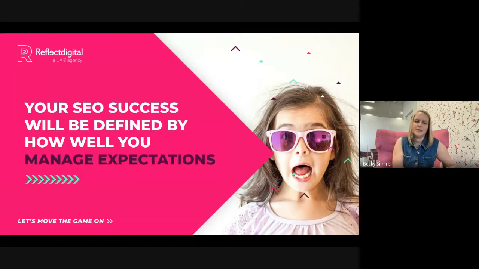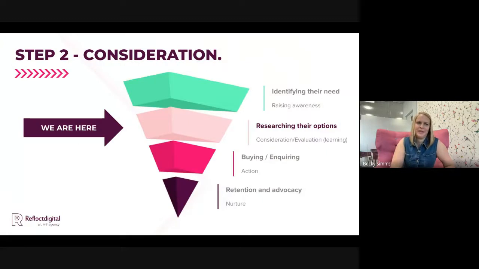And your SEO success is going to be defined by how well you manage expectations and how well you've thought about this process and have thought about right page, right phrase, right measurement. So that's awareness. I'll move through some of these a little bit quicker now because they're a bit shorter.